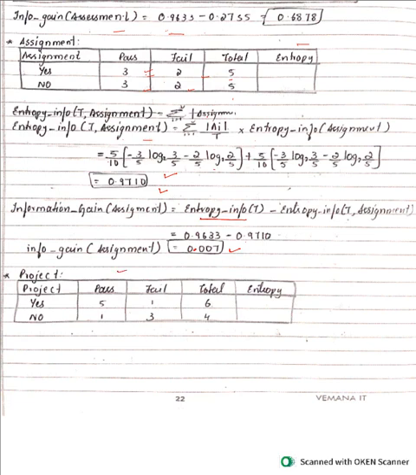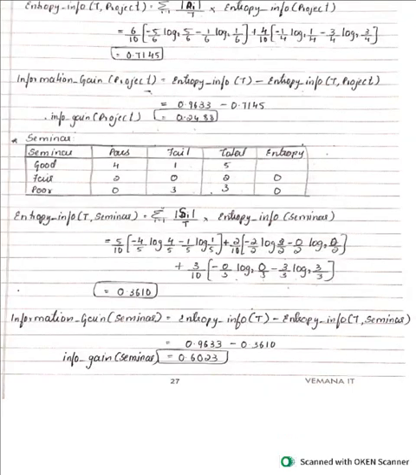Project also has only 2 attributes, yes and no. Count the pass and fail and compute the entropy of this one, the same way we did for the previous two. So calculate the entropy information for project. The entropy information is 0.7145, and calculate the gain, that is 0.9633 minus 0.715. You are going to get the information gain for project as 0.248.